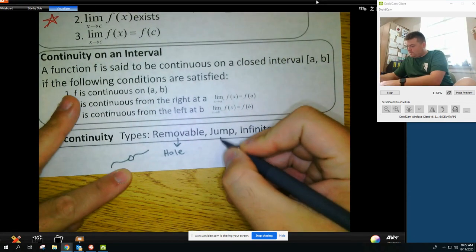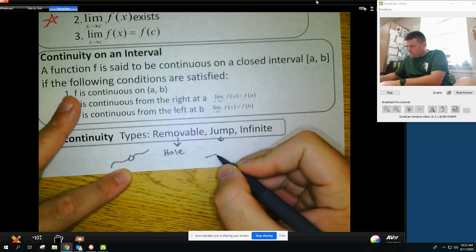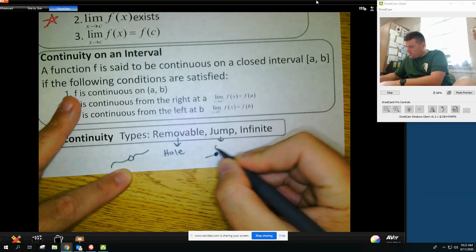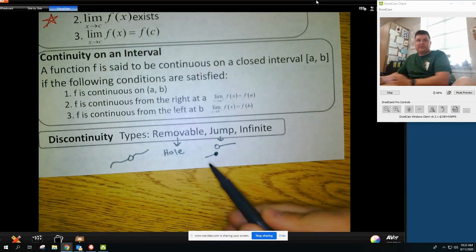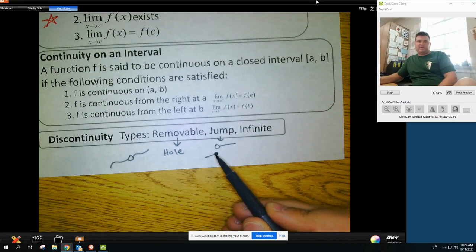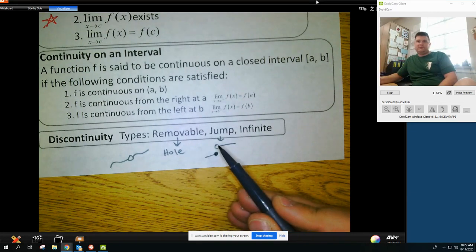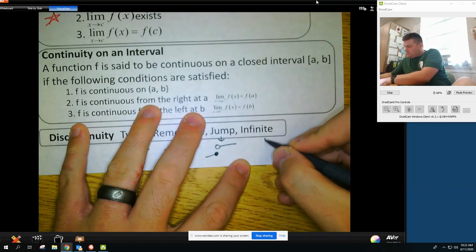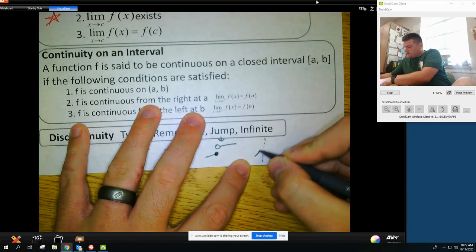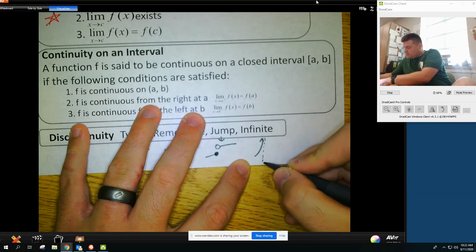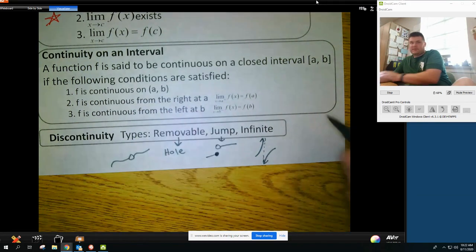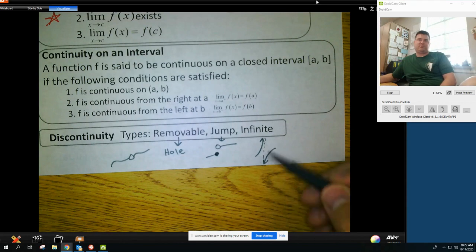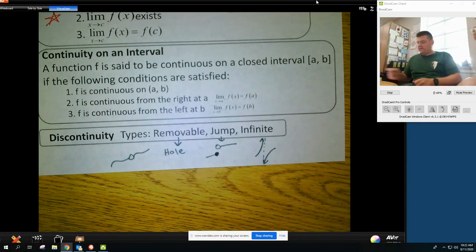Jump. Say I have a function that's defined there, and then it's over there. Same thing, I have to pick up my pencil and jump to continue right there. And infinite is like if you have an asymptote, kind of like that. Okay, so that would be infinite. It has an asymptote.